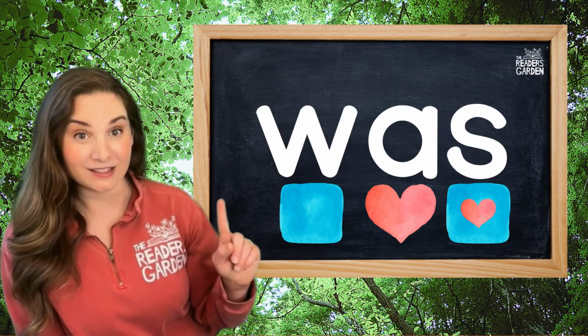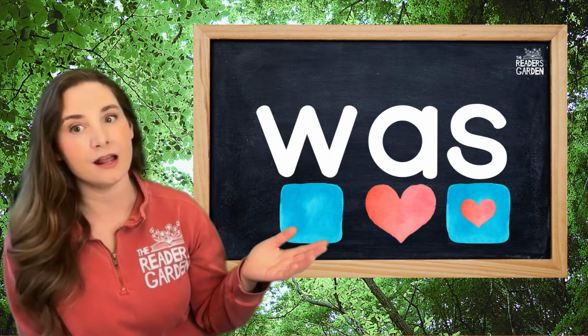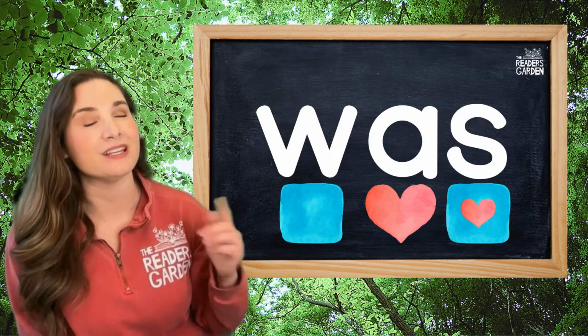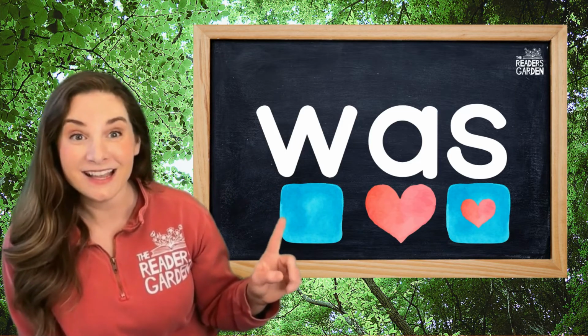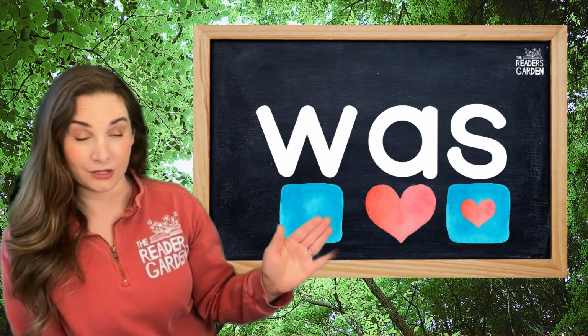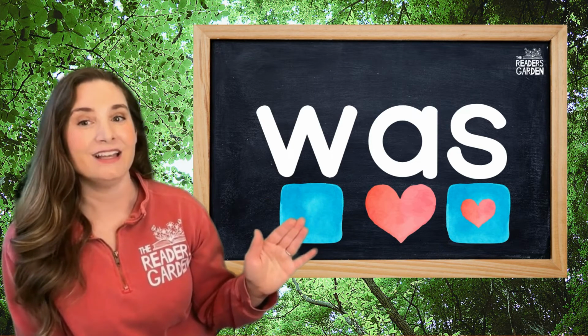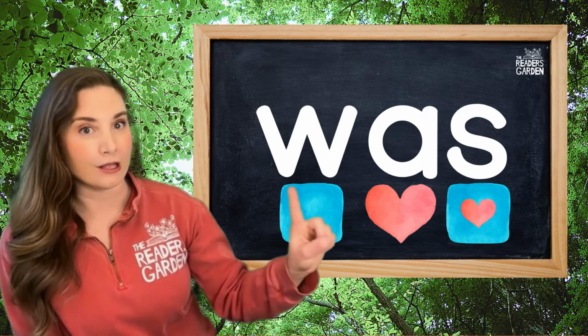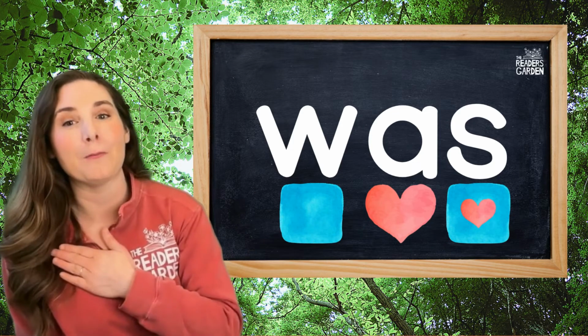The A is making the sound as if it were a U, but it's not a U, it's an A. So we need to learn that part by heart. And the Z, or the S, is making a Z sound, which we haven't learned about yet, but sometimes the S does that. So this is was. There are several parts of this word that we need to learn by heart.